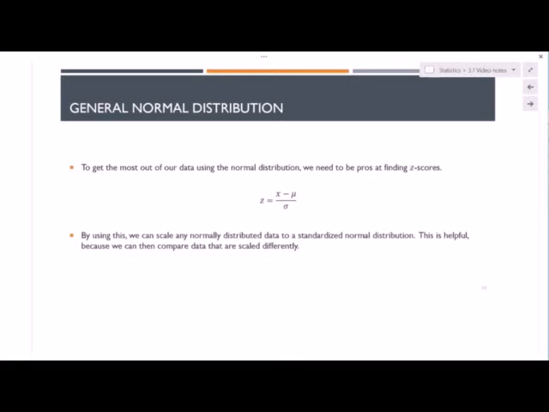This is helpful because we can then compare data that are scaled differently. For example, if you took the ACT and your friend took the SAT, to see who did better relatively, you would need to find z-scores.